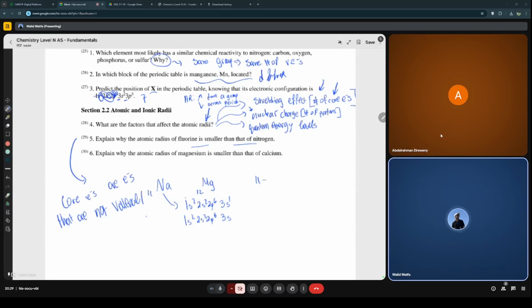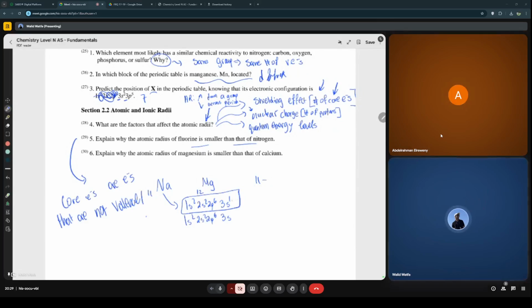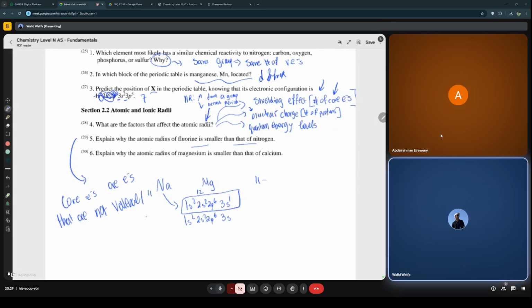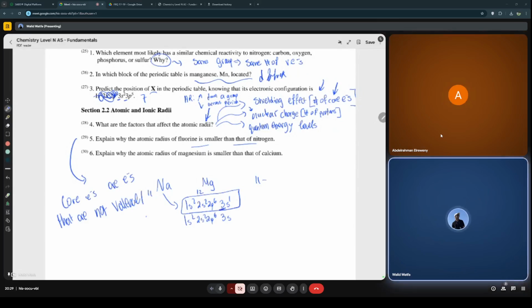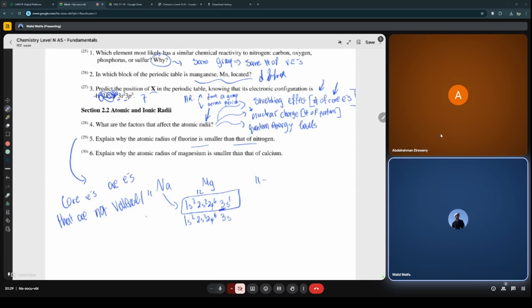How many valence electrons do I have here? Tell me how many valence do I have here in Na? Do you know what a valence electron is? Isn't the valence like the outermost shell? Exactly. Which is the outermost shell? In three, right? Three is the outermost shell. How many electrons do I have in it? One. You understand?